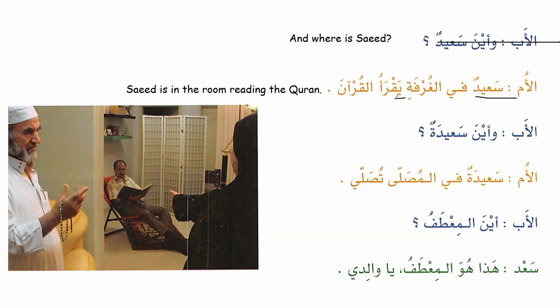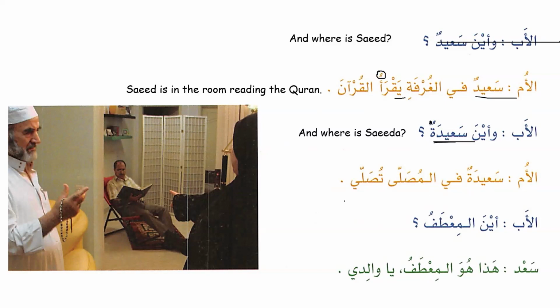So again, you can see that it starts with ya and it ends with dhamma. So that means we are talking about the third person singular. وَأَيْنَ سَعِيدَةُ, and where is Saida? Remember that the names of the feminine, they do not take tanween, they only take dhamma. So that's why we don't put two dhammas over there.